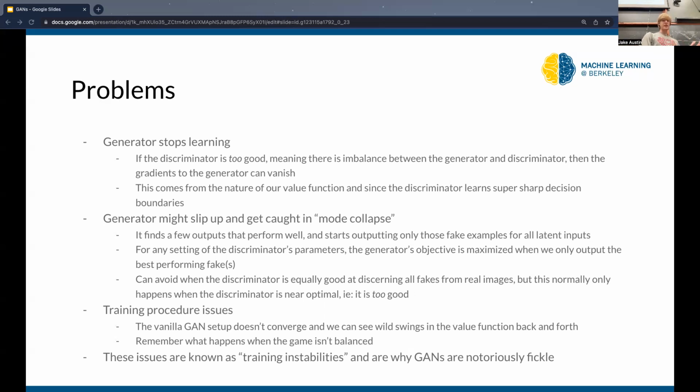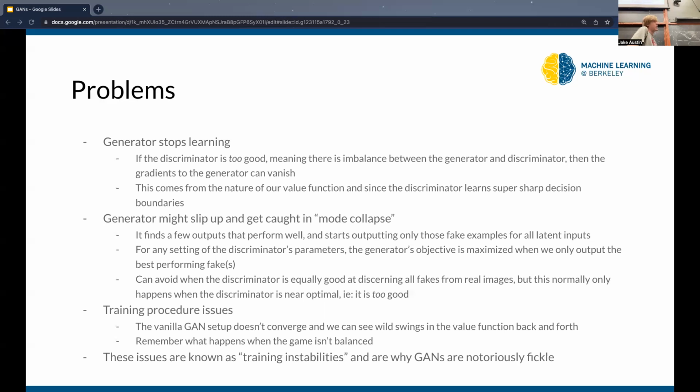There are also a lot of training procedure issues. So the vanilla GAN setup doesn't converge. Like with our other models that we train, your loss function goes down and it eventually stops improving. On training data, unless you've done something horribly wrong, your training loss is probably just going to go flat. So it's going to converge. It's going to stop improving. There's going to no longer be a way for your model to improve on your training data. GANs do not have this.